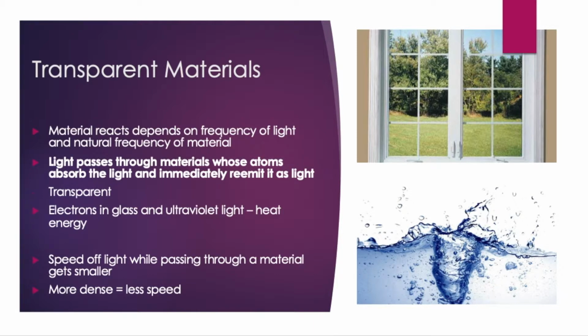Electrons in glass have a natural vibration frequency in the ultraviolet range. Because of this, when ultraviolet rays shine on glass, they cannot pass through. Because of this same natural frequency, resonance occurs, and instead the light turns into energy, which can be seen as heat, or you can feel heat on glass.